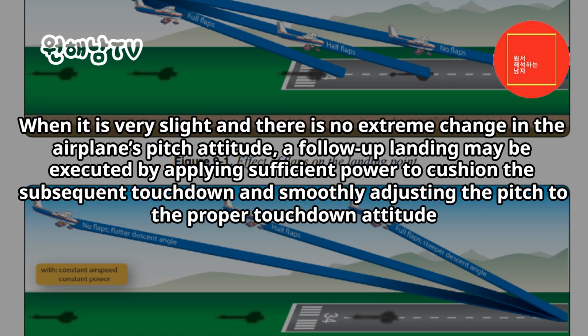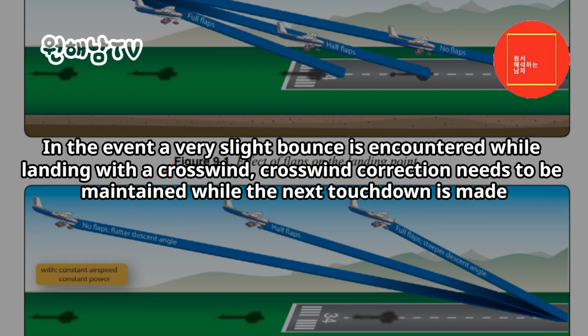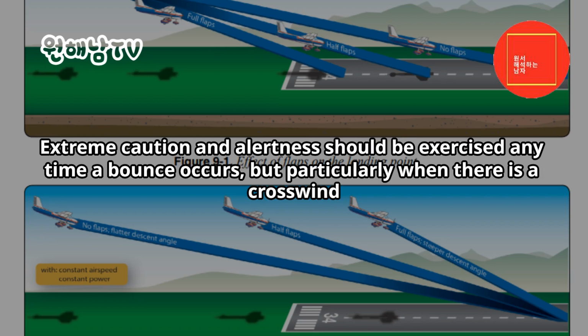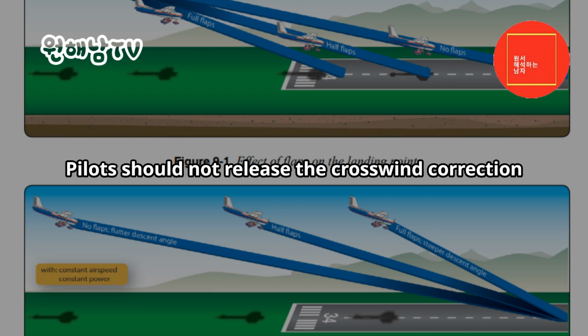When it is very slight and there is no extreme change in the airplane's pitch attitude, a follow-up landing may be executed by applying sufficient power to cushion the subsequent touchdown and smoothly adjusting the pitch to the proper touchdown attitude. In the event a very slight bounce is encountered while landing with a crosswind, correction needs to be maintained while the next touchdown is made. Since the subsequent touchdown is made at a slower airspeed, the upwind wing has to be lowered even further to compensate for drift. Extreme caution and alertness should be exercised any time a bounce occurs, but particularly when there is a crosswind. Pilots should not release the crosswind correction.